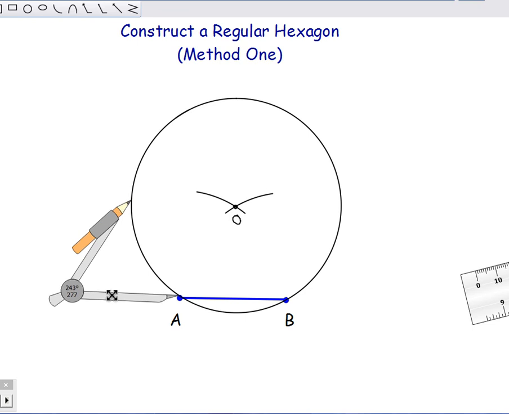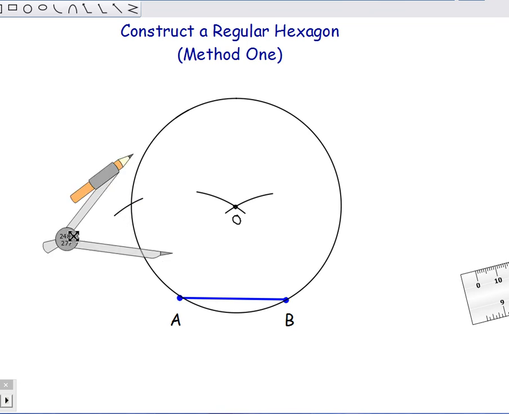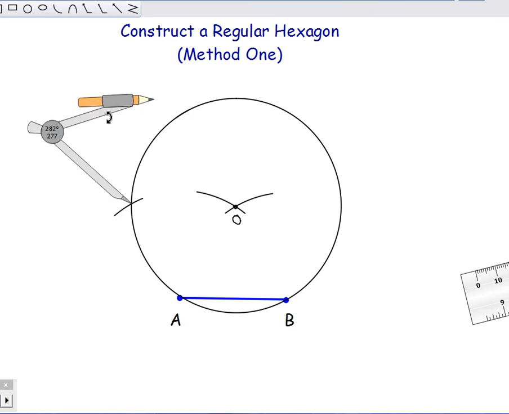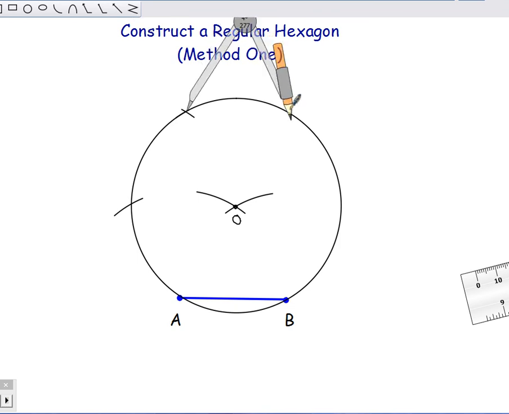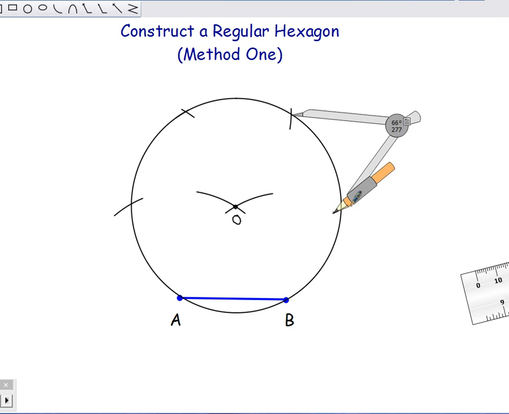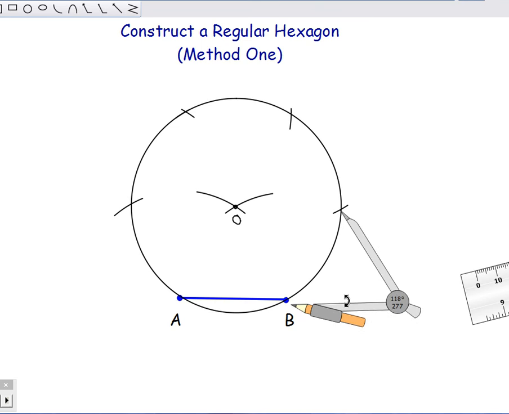All right, then we're going to start at one of the endpoints, mark off little tick marks. Every time we have an intersection, we're going to go back to that intersection, mark off the next intersection, rotate around, mark off the next intersection, rotate around, mark off the next one. If we want to check it, it should match up to B.